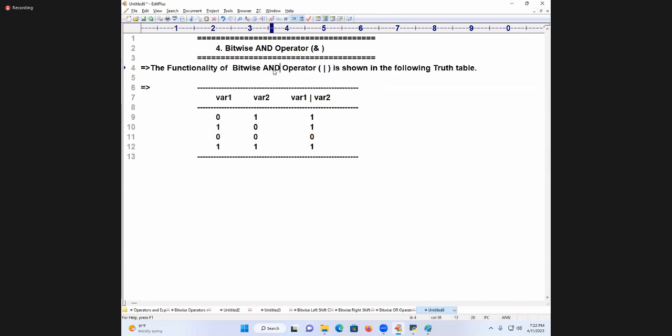The functionality of bitwise AND operator is shown in the following table. How AND operator earlier works? In the same manner, that is true and false. This is called what? Zeros and ones. But don't remember that. Don't try to answer. That is different. Because I showed you logical OR. Bitwise OR is completely different from logical OR.